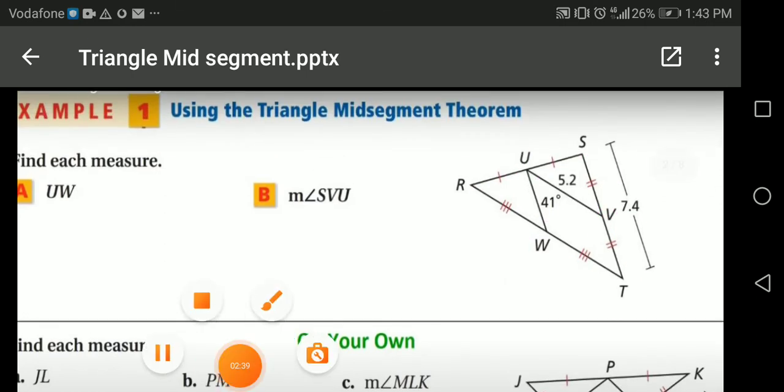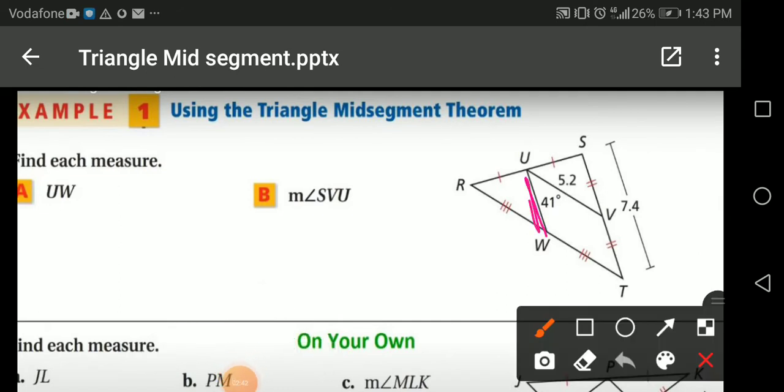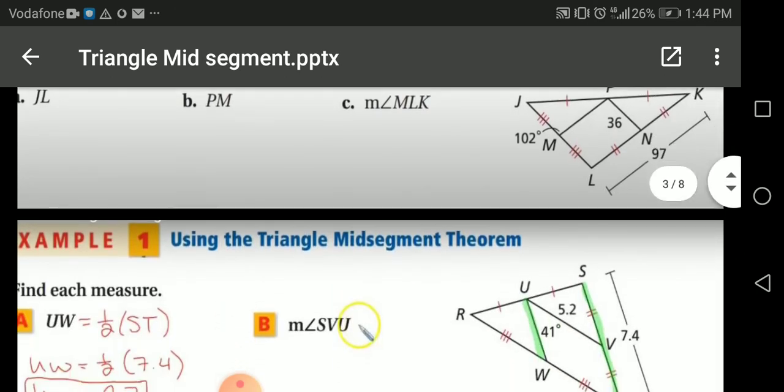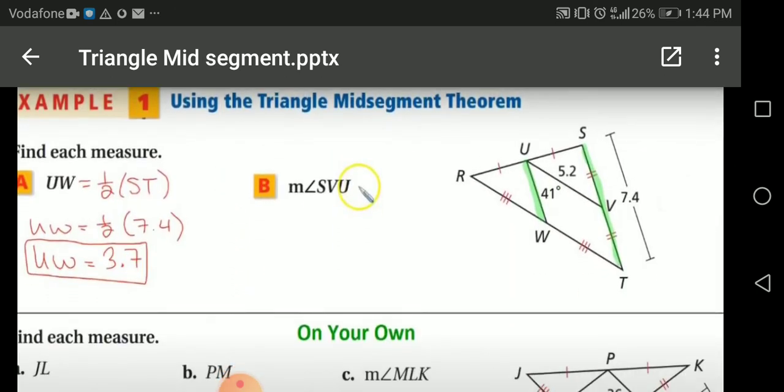So remember, guys, the theorem. UV, where is UV? Where is your parallel side? Yes, this is the parallel side for UW. So UW here is parallel to ST, right? Therefore, UW is half of what? Half of ST. UW is equal to half of ST. Is UW given? No, it's not, it's required. Then half of ST. ST is 7.4. So half of 7.4 gives me 3.7. Okay? Yes, 3.7.